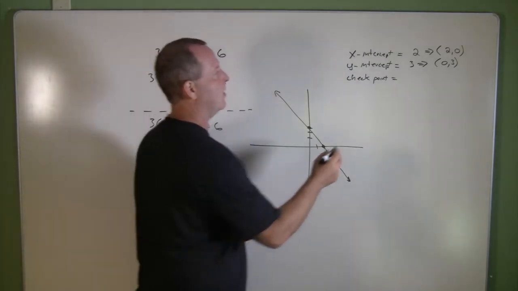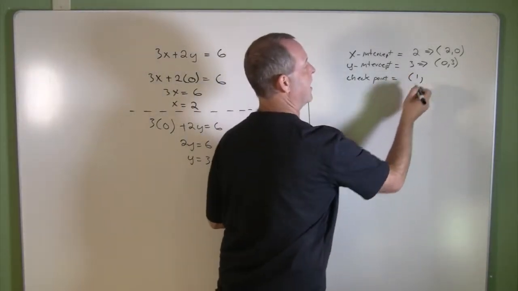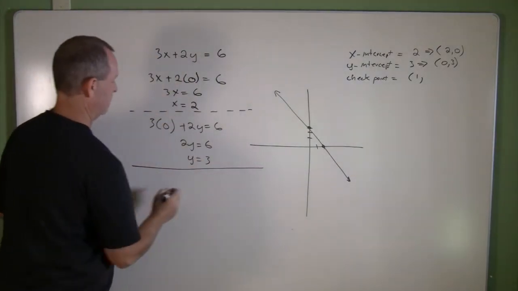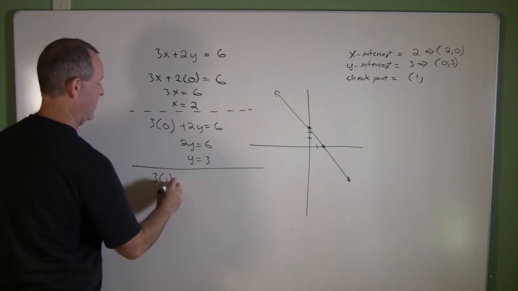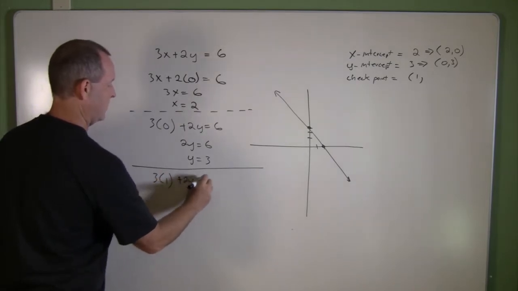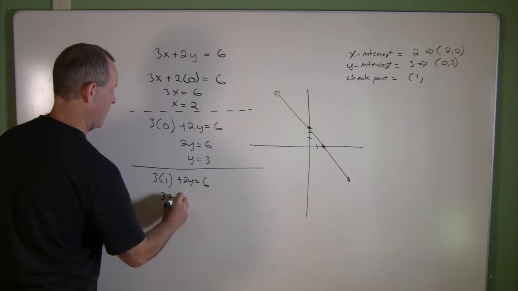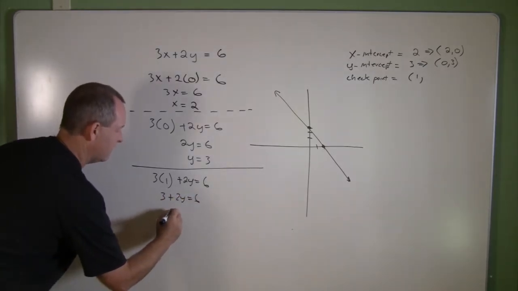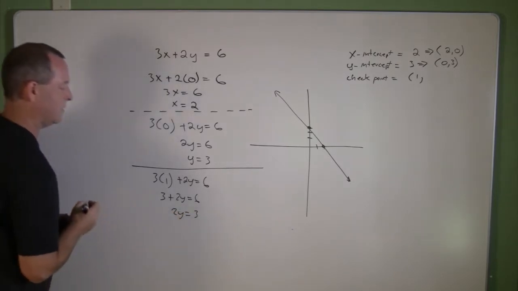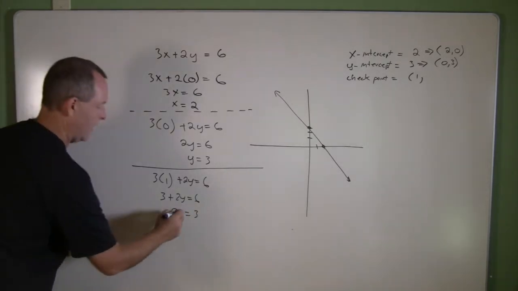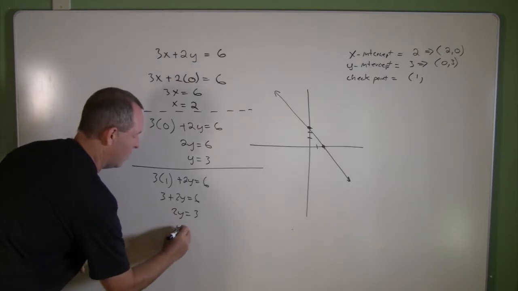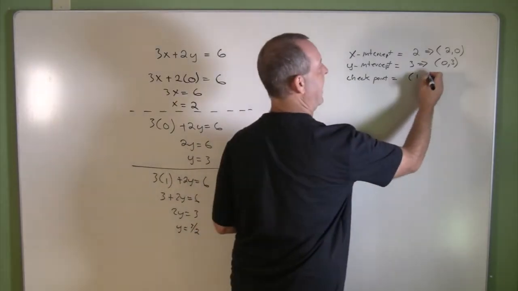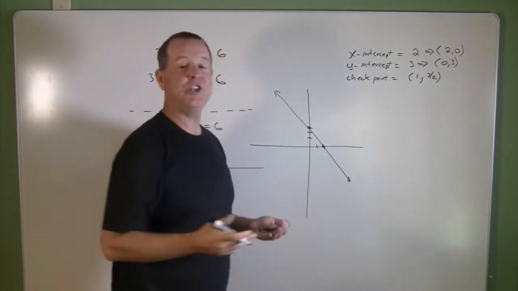So let's see what happens when x equals 1. Let's plug that into the equation. 3 times 1 plus 2y equals 6. 3 plus 2y equals 6. Subtract 3 from both sides. 2y equals 3. Divide both sides by 2. I get y equals 3 halves, or 1.5. So there's my checkpoint.